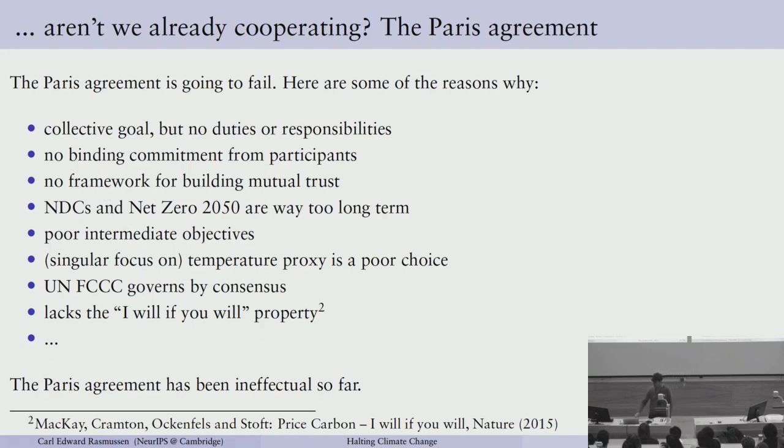Okay, so I've already talked about the NDCs and the net zero. Then there are poor intermediate objectives. This may be something where I could say something a little bit at the flavor of machine learning. If you've ever tried to write down a new learning algorithm by minimizing a cost function, then what often happens is it manages to minimize the cost function without actually solving the problem, right? Because the cost function didn't have the right terms in it.